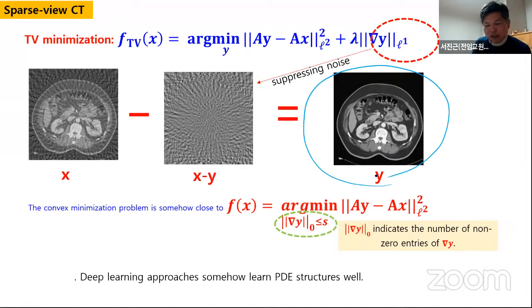Then why does deep learning work? Deep learning also works very well, because deep learning approaches somehow learn the PDE structure very well. The reason is that the PDE structure is some kind of low dimensional structure. That's why deep learning works very well, like total variation.